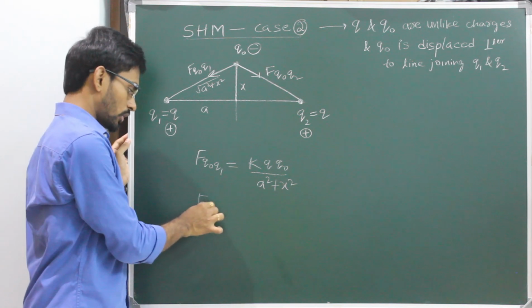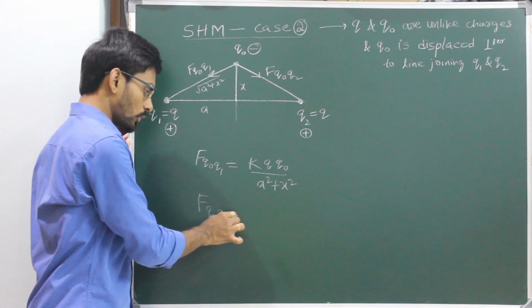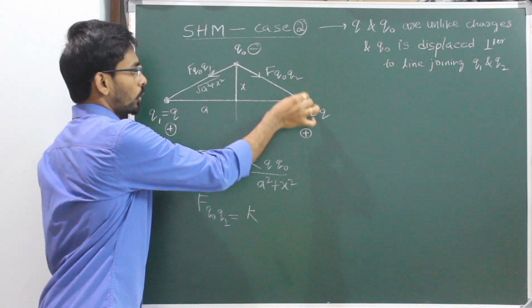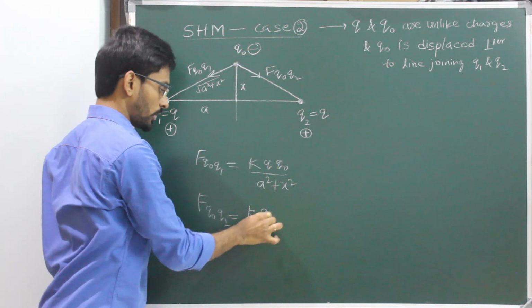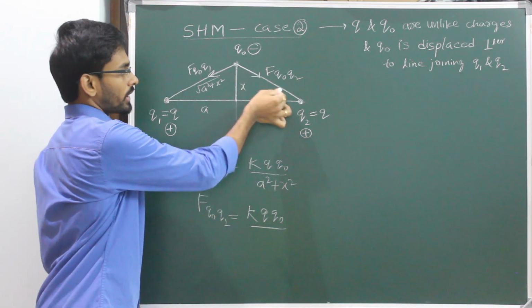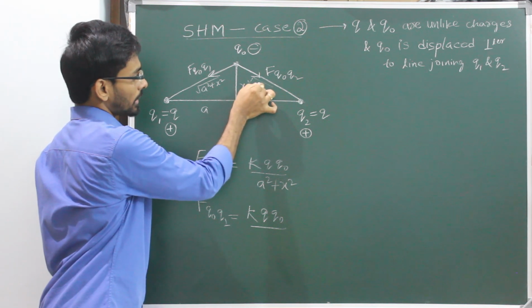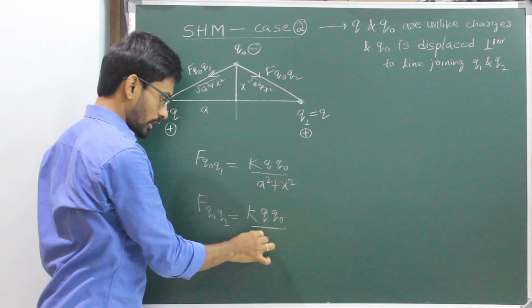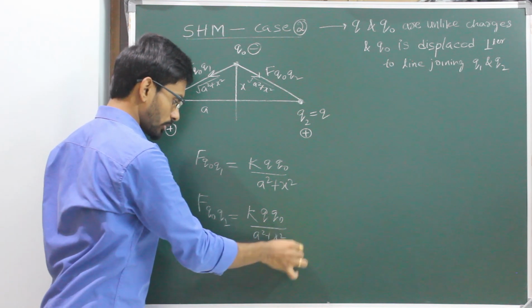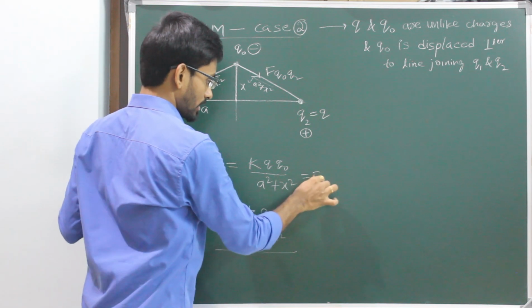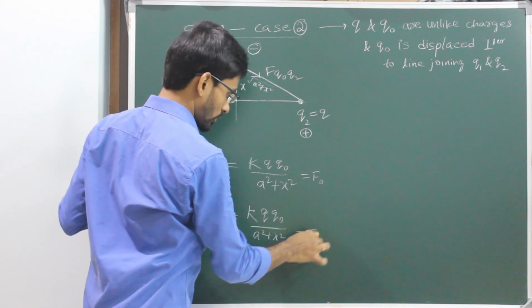Similarly, the force on q naught due to q2 will be k into q1 q2, that is q into q naught, by r square. Here also this distance is under root of a square plus x square. So this also will be equal to a square plus x square. So both magnitudes are the same. Okay, so let them be f naught for some time. So this is f naught and this is also f naught.